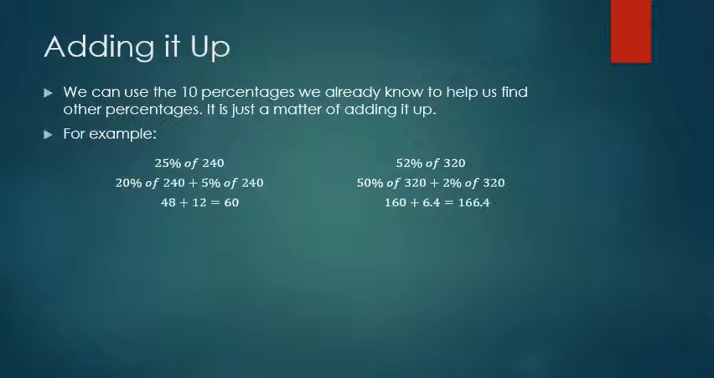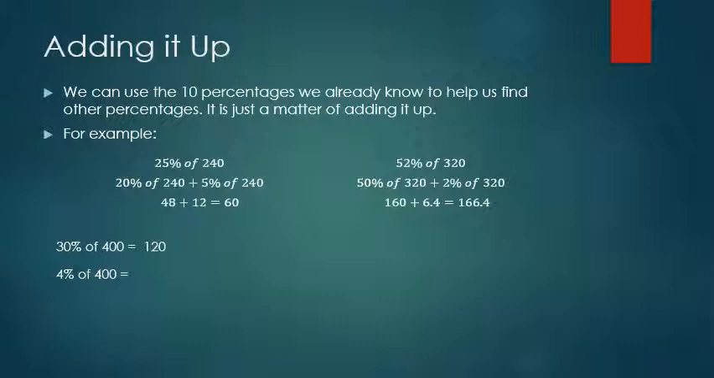So now I have a few problems I want you to try. So we're going to do the same process, but we're going to do it in parts. So we're going to start with 30% of 400. So see if you can figure that out. Okay, so 30% of 400, we start by finding 10%, which would be 40, and multiply that by 3, and 3 times 40 is 120. So 30% of 400 is 120.